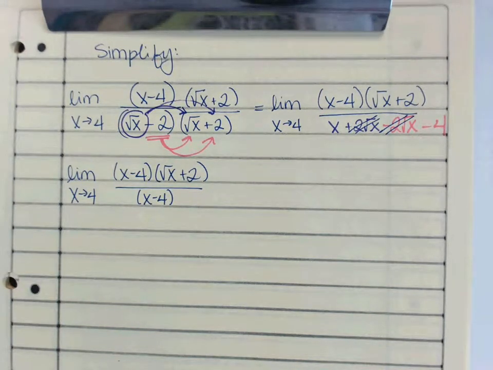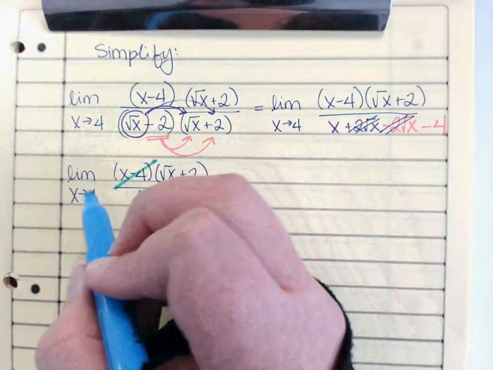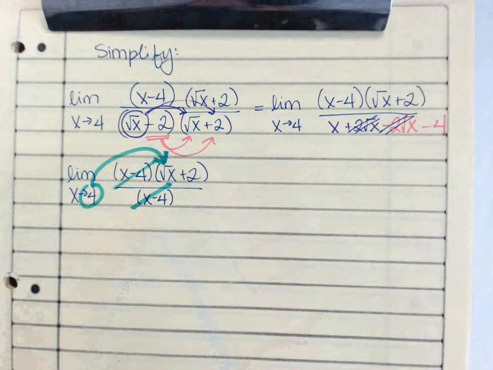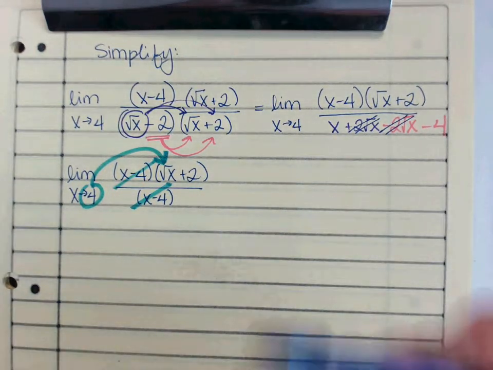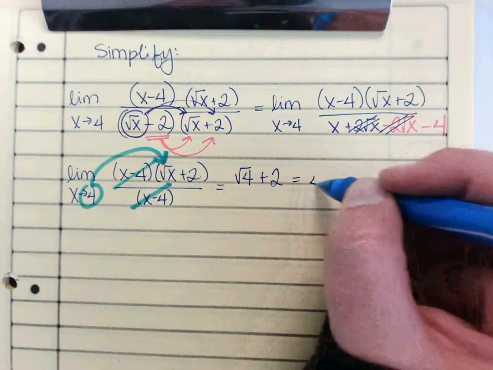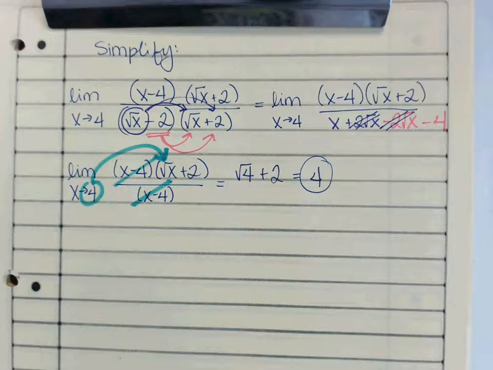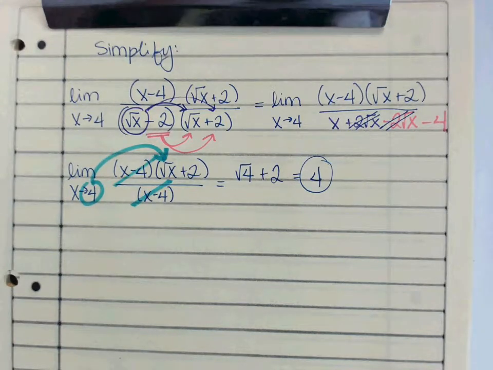Now can I plug in 4 without a problem? Yes. So I'm taking my 4, I'm plugging it in here. I have the root of 4 plus 2. What's the root of 4? 2. 2 plus 2 is 4 for your answer. And it doesn't have to be plus or minus because the root was already there. Okay? Alright, we have one more conjugate.